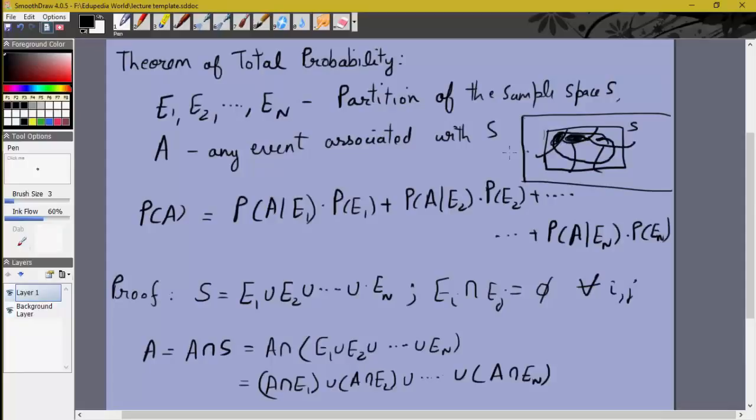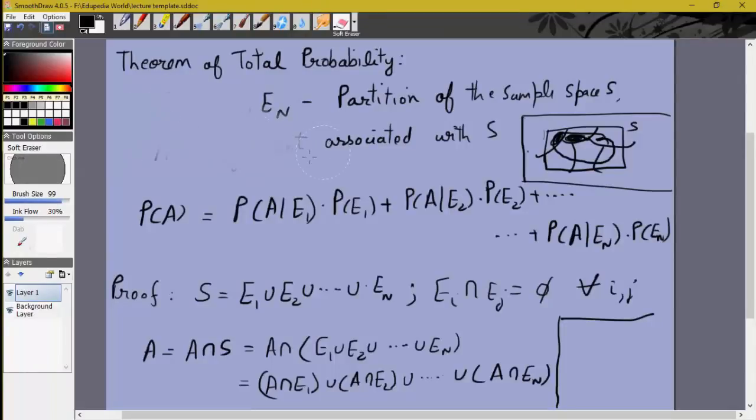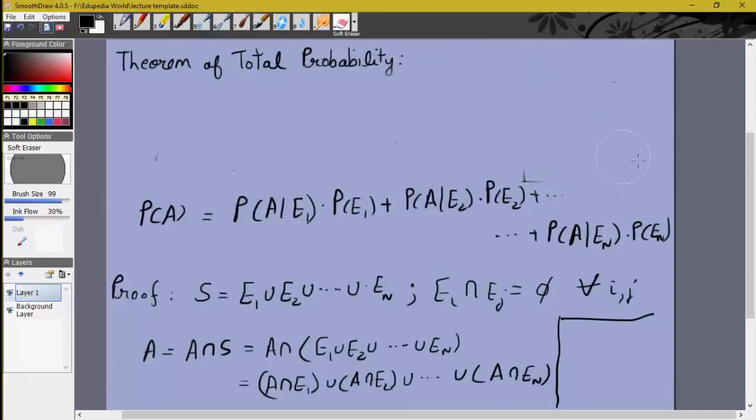E1 and E2 have no elements in common, meaning A intersection E1 and A intersection E2 will also have no elements in common. A intersection E1 has the elements which are both in A and E1, A intersection E2 has the elements both in A and E2, and there will be no elements in both of them because E1 and E2 are disjoint. So this is the one condition we'll use, that all these are disjoint. And then, using a property we learned in a previous video: for disjoint sets, the probability of A union B is equal to the probability of A plus the probability of B.